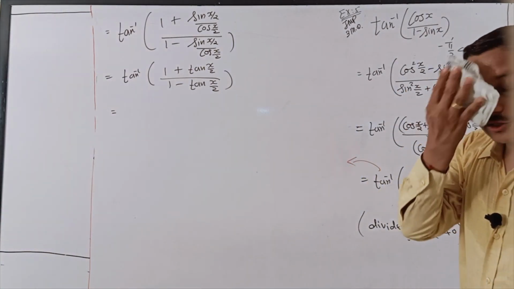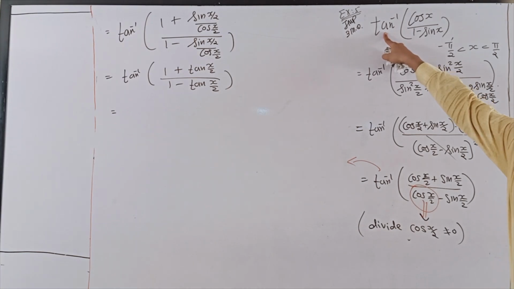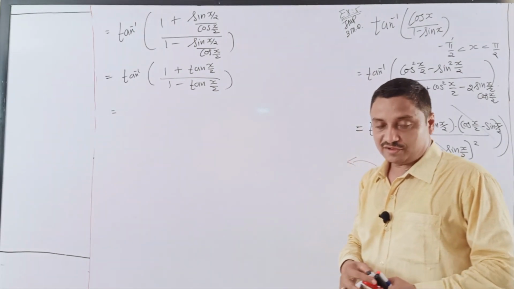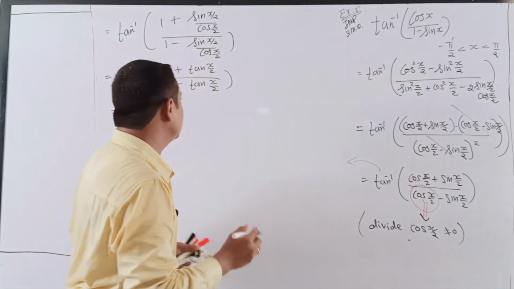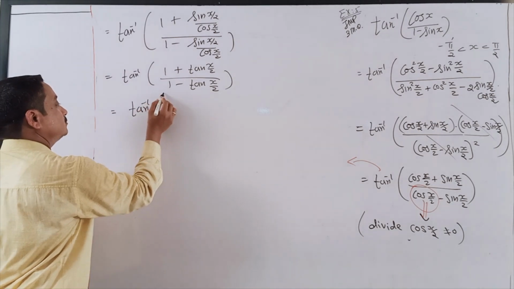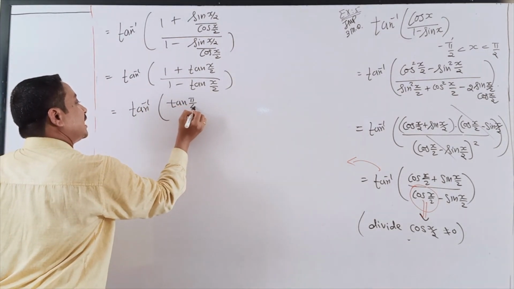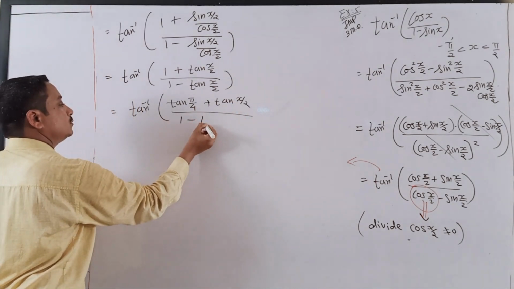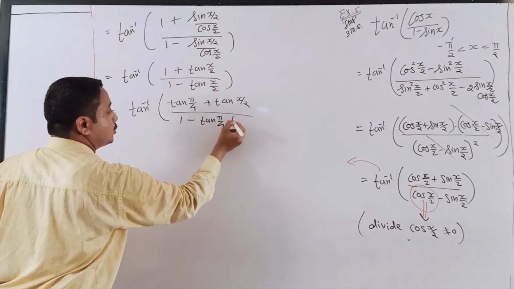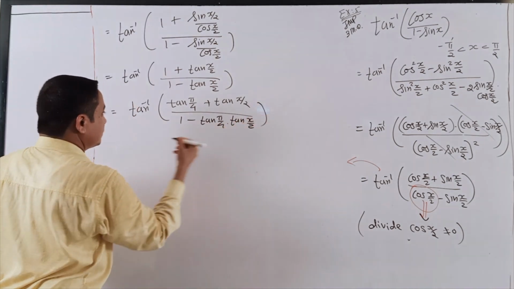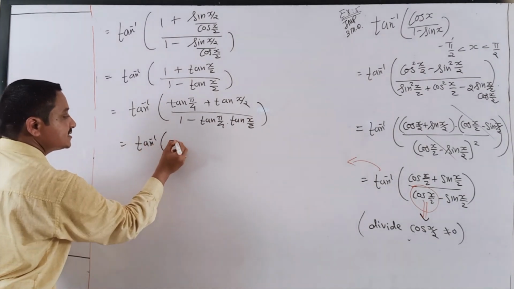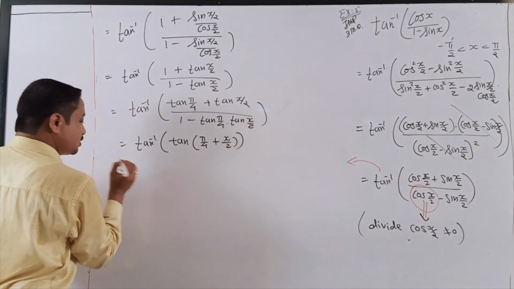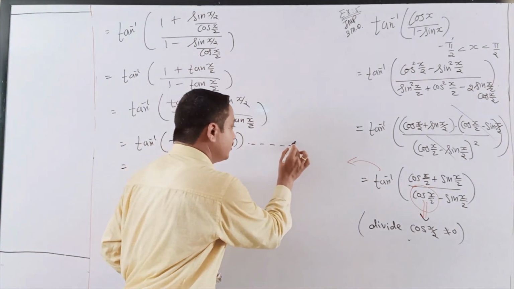Students, again repeat: see the question, the outside is tan, that's why I create the internal in terms of tan. Now known that 1 becomes tan pi by 4, so tan pi by 4 plus tan x by 2 over 1 minus tan pi by 4 into tan x by 2. Finally, this is the formula for the sum of angles, tan of 45 plus x by 2, and that's your ending statement 1.